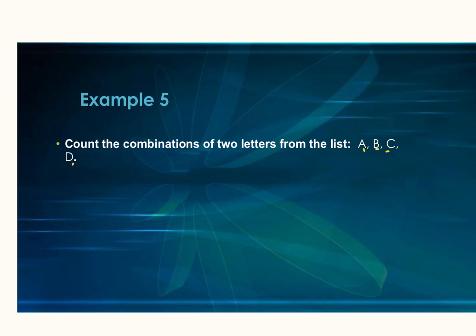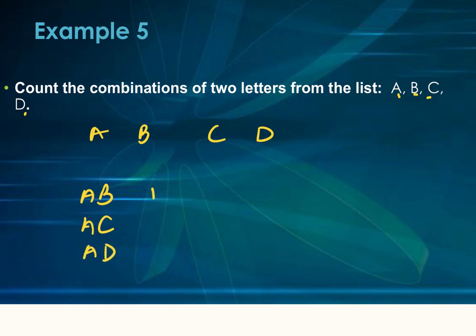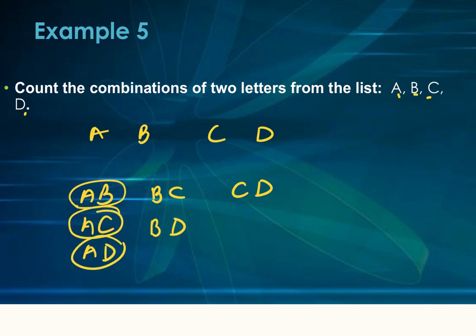But combination of 2 letters from the list of A, B, C, and D. So if I look at A, B, C, and D, combination could be A and B. And A and B and B and A are both one combination. So that doesn't count as 2 things. So what would be D and A? It could be A and C. It could be A and D. It could be B and C. It could be B with D. And it could be C with D. Can it be A and A? No. 2 letters. So there's 1, 2, 3, 4, 5, 6 combinations of 2 letters from the list.